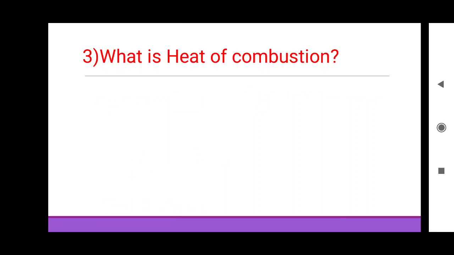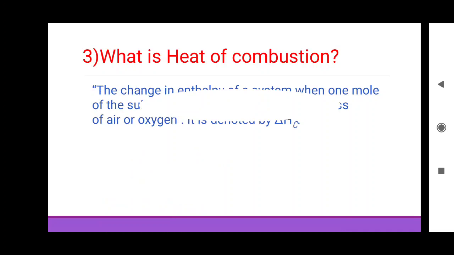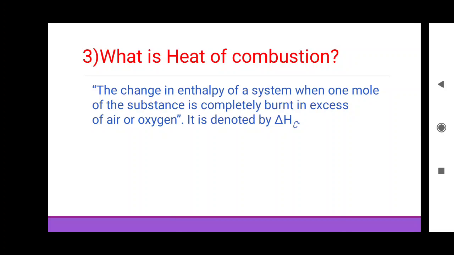Okay, let us discuss question number 3. What is heat of combustion? Heat of combustion is important. The change in enthalpy of a system, nothing but delta H. For combustion, the suffix we should write is C. When 1 mole of a substance is completely burned in excess of air or oxygen, it is denoted by delta H C.